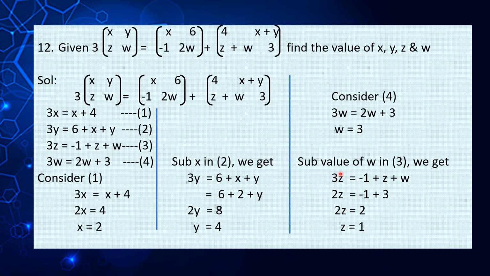Substitute the value of w in equation number 3 to find out the value of z. That would be 3z equal to minus 1 plus z plus w, which is 2z is equal to minus 1 plus 3, which would give us 2z equal to 2, then z equal to 1.